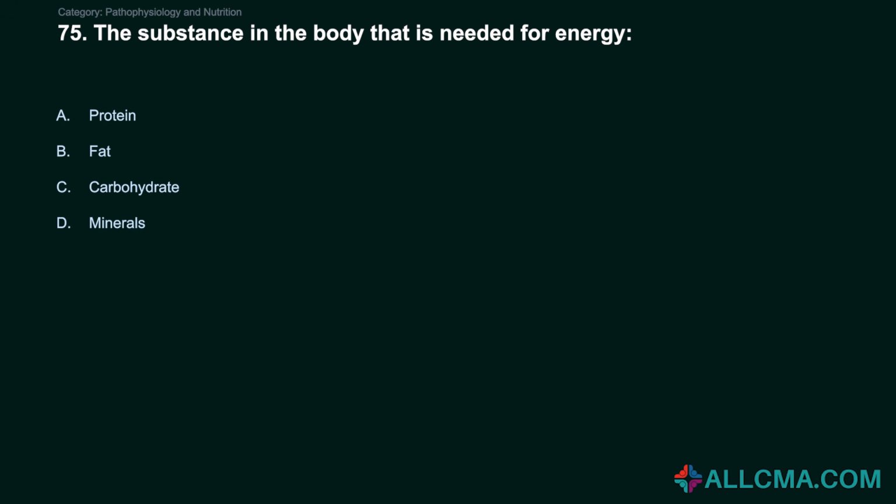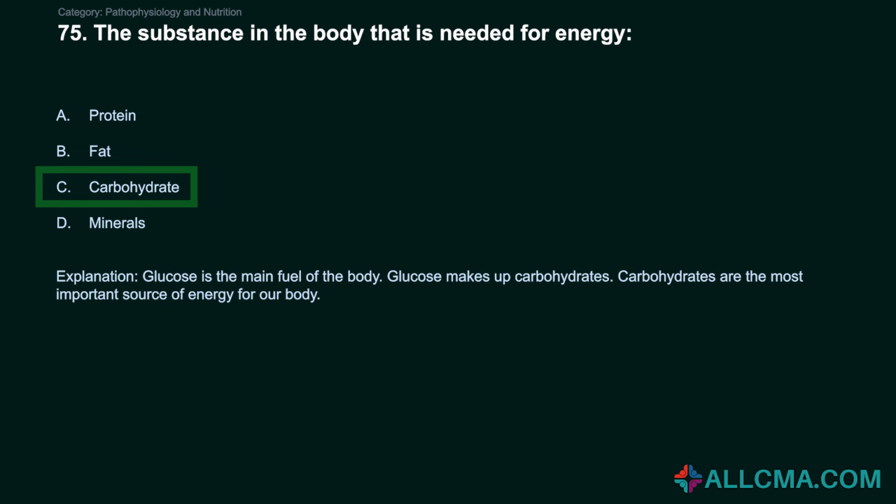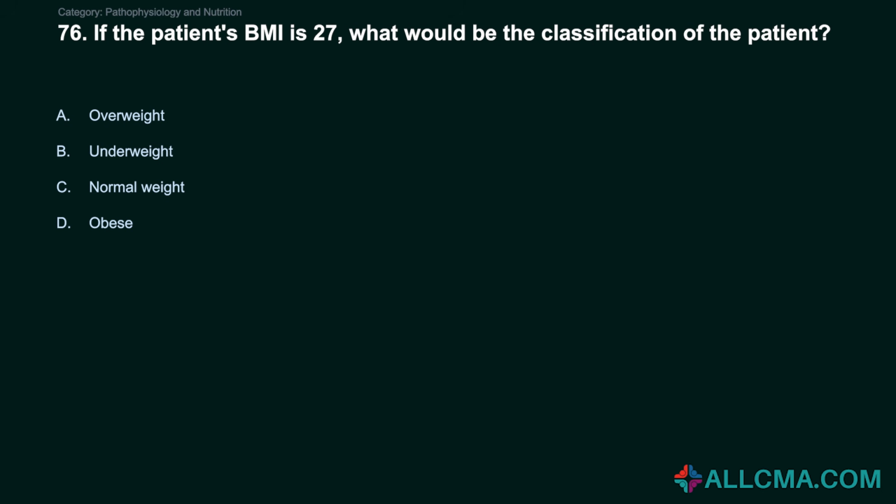75. The substance in the body that is needed for energy: A. Protein. B. Fat. C. Carbohydrate. D. Minerals. Correct answer, C. Carbohydrate. Glucose is the main fuel of the body. Glucose makes up carbohydrates. Carbohydrates are the most important source of energy for our body.